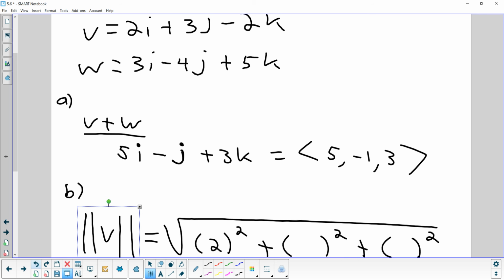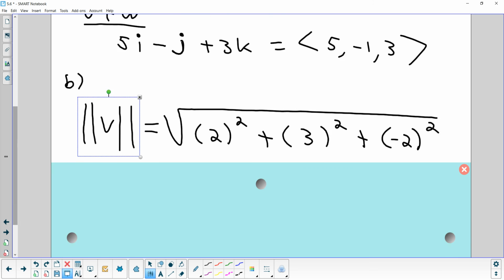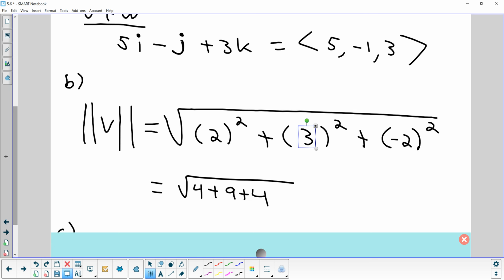And Autumn, the next number? 3. And Ava, my last number? -2. So let's do that out and see what we get. Vivian, 2 squared is how much? 4. Dominic, 3 squared? 9. And Pete, -2 squared? 4. And then when I add all those up, what's 4 plus 9 plus 4? 17.